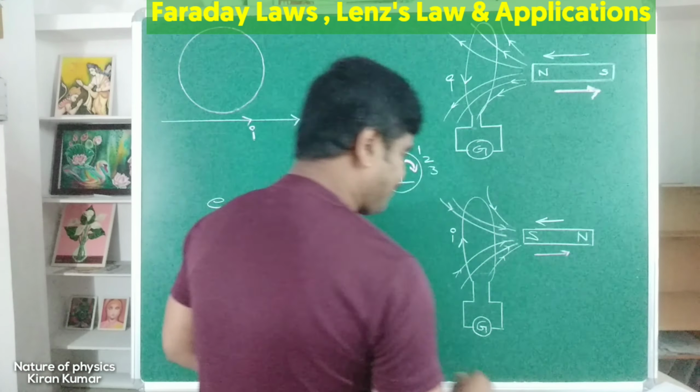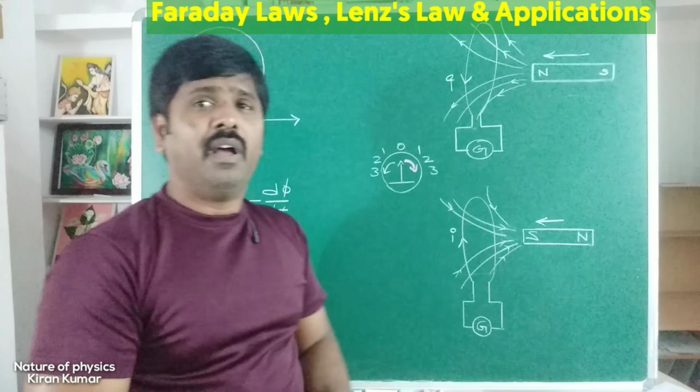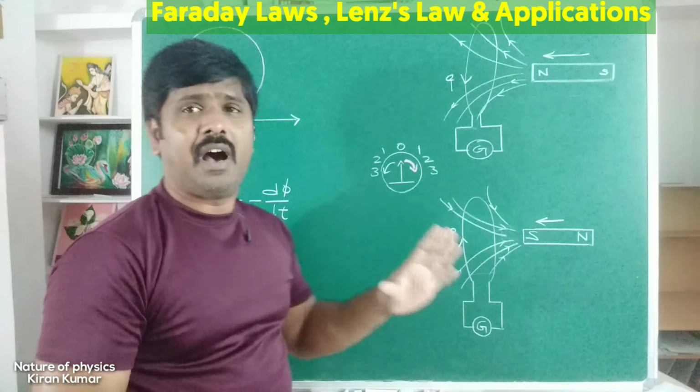So first, when the magnet is moving towards the coil with the south pole, the current direction is clockwise. When the north pole is moving towards the coil, the current direction is anti-clockwise. If the magnet is moving away, then the current direction also changes. Okay, so this is the phenomenon of induced EMF by Faraday's first law, second law and also Lenz's law.